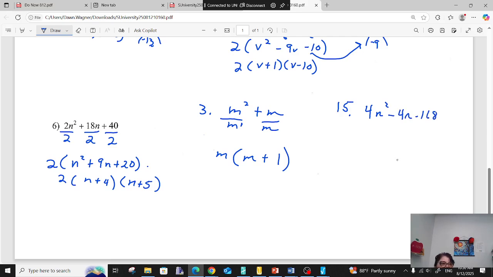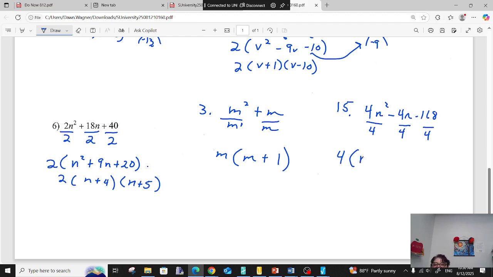We need to divide by the greatest common factor. What's the greatest common factor? 4. You're going to divide all 3 of these by 4. So 4 goes out here. If we can't assume that there isn't a greatest common factor, that there is when it's just 2 of them, then we're going to do something different. It's called AC grouping. We are not there yet. You're jumping 2 lessons ahead because today we're doing grouping, and then the next lesson is AC grouping.